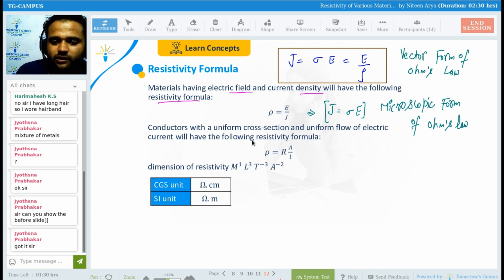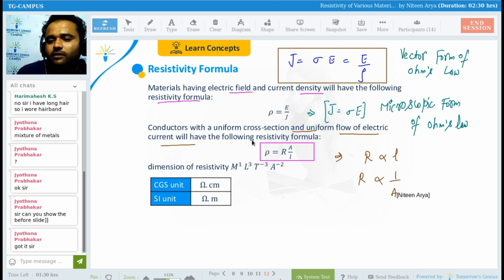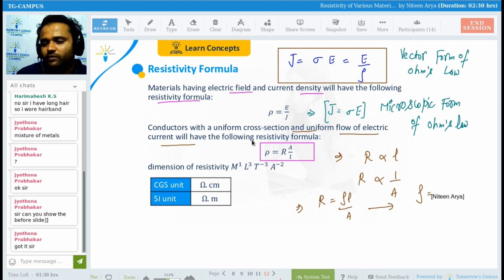So these are just the formulas directly. Conductors with a uniform cross section and uniform flow of electric current will have the following resistivity formula, which arises from resistance being directly proportional to length and inversely proportional to area. Combining both, we get resistance R equals rho L by A, where rho is resistivity. Reversing this, resistivity comes as R A upon L.